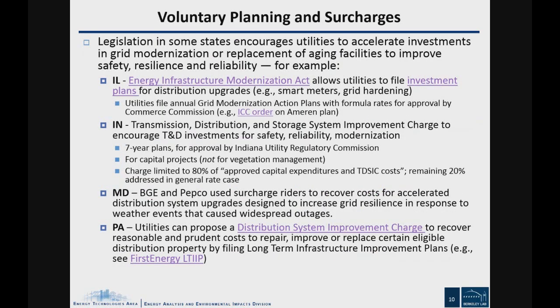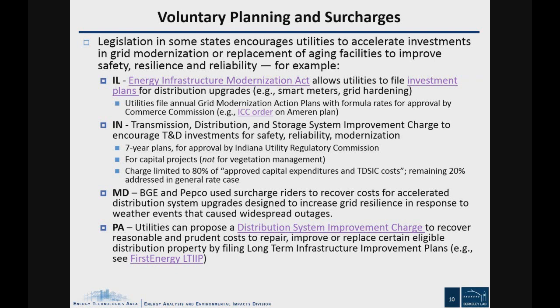All right, so here's my last topic. I'm going to cover the combination, as these usually are in tandem, of voluntary utility planning and surcharges that can go along with it. So some states have enacted legislation that encourages utilities to accelerate grid modernization or otherwise make distribution system investments to improve safety, reliability, and resilience. And the legislation also provides utilities an opportunity for favorable cost treatment. So I'll give you a few examples here.